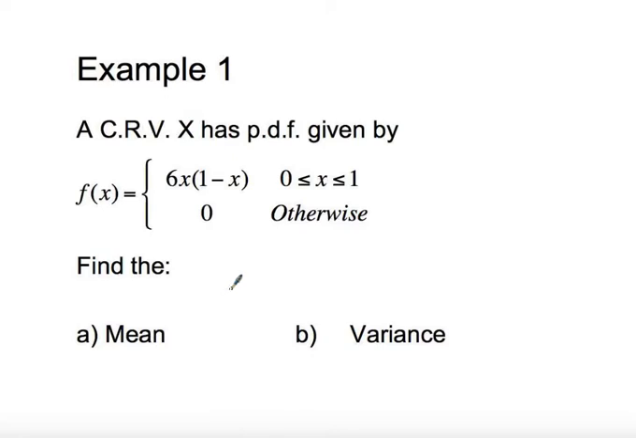Let's look at an example then. A continuous random variable x has a probability density function given by f of x equals 6x times 1 minus x, valid between 0 and 1, and 0 otherwise. We're looking to find the mean and the variance.